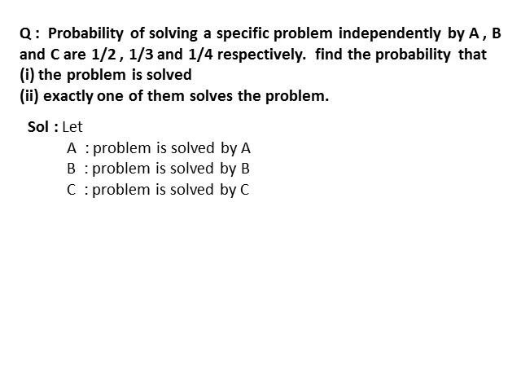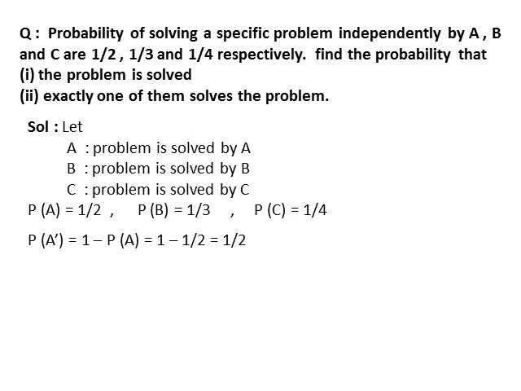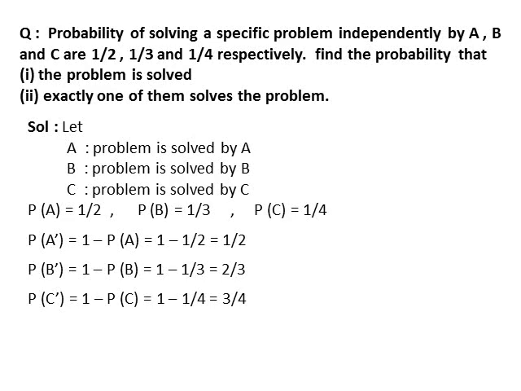Let A be the event that problem is solved by A, B be the event that problem is solved by B and C be the event that problem is solved by C. So P(A) equals 1 by 2, P(B) equals 1 by 3 and P(C) equals 1 by 4. Now P(A complement) equals 1 minus P(A) equals 1 minus 1 by 2 equals 1 by 2. P(B complement) equals 1 minus P(B) equals 1 minus 1 by 3 equals 2 by 3. And P(C complement) equals 1 minus P(C) equals 1 minus 1 by 4 equals 3 by 4.